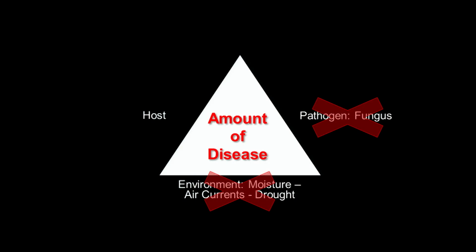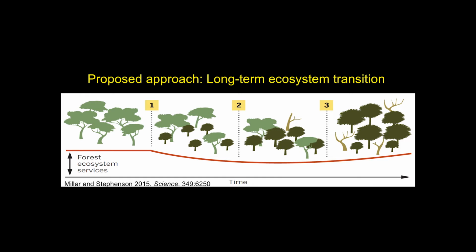Now, as you might imagine, it's basically impossible, if not simply impossible, to control pathogens in forest environments. And you might have guessed it, you can't control the environment. So what we're left with is the host that we can play with in terms of trying to control these situations. So I'm going to tell you that host resistance, therefore, is the answer for forest environments. And the proposed approach is one that we call long-term ecosystem transition, and this is one in which tree resistance could really come in very handy.